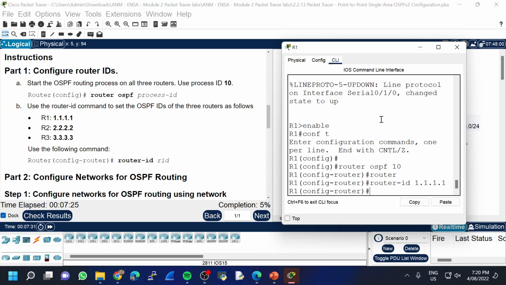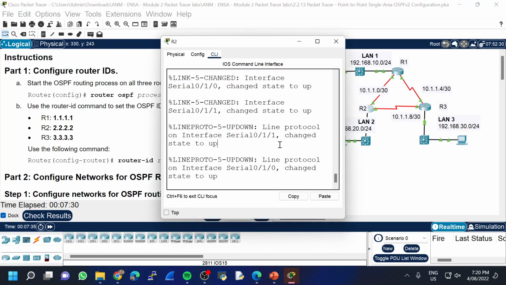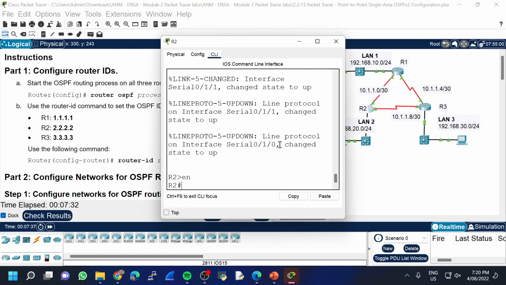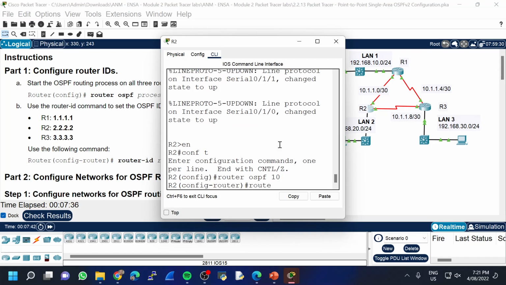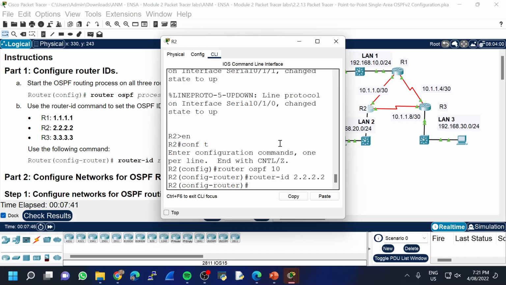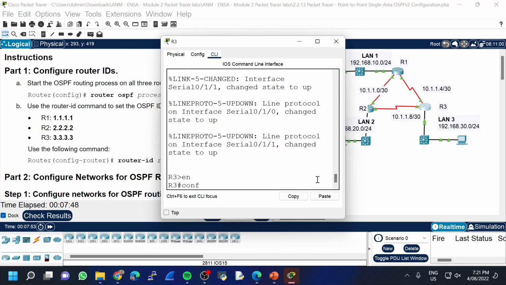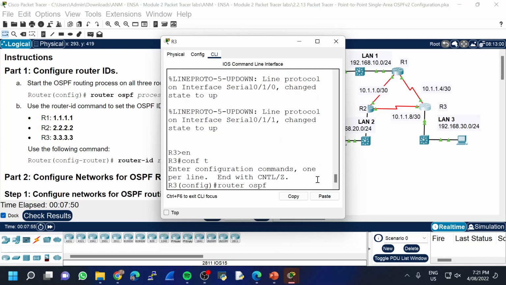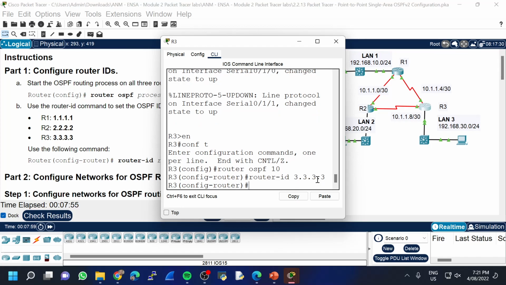Ridiculous. Alright. Second router. What do I do? Enable, conf t, router OSPF 10, router ID 2.2.2.2. Is that it? Just like that, ridiculous? Okay. Router 3. Enable, conf t, router OSPF 10, router ID. Is that it? So easy, mate.